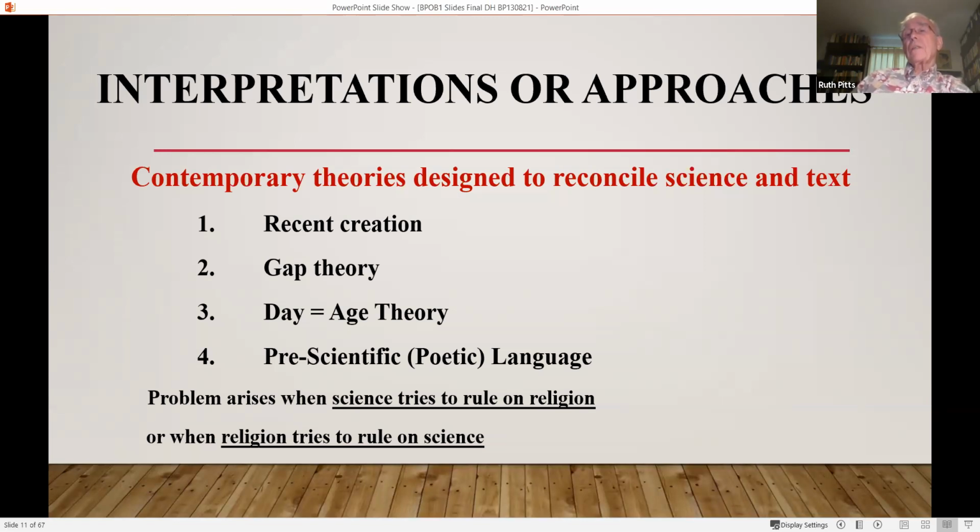The day age theory, this came early in interpretation, where the Bible itself says that a day is as 1,000 years in the sight of God. So this is to interpret the days of earth, or the emergence of earth and water and mountains and trees and animals and so on and so forth. So the problem then seems to arise when science tries to rule on religion or religion tries to rule on science.